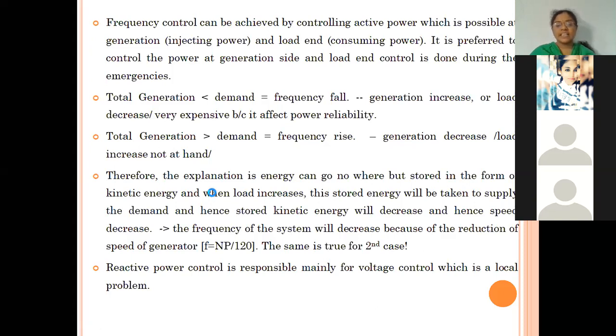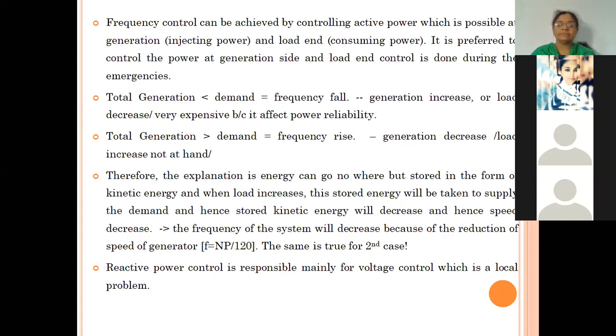Here this energy is explained with respect to kinetic energy when load increases. Whatever the energy is there in the turbines, in the generators, that is explained in the form of kinetic energy. As the kinetic energy is proportional to velocity square, and that velocity is proportional to speed. When the load is increased, the energy is also increased.